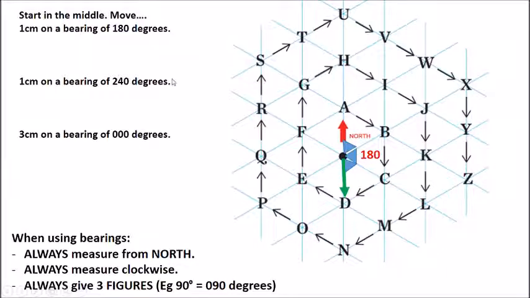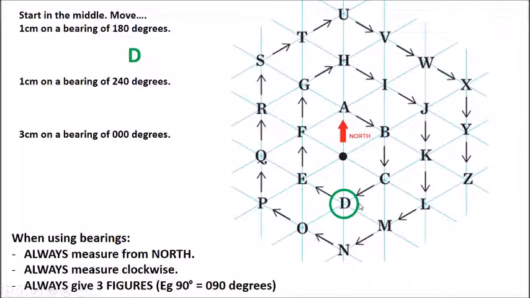And I need to move 1 centimeter along. So 1 centimeter is just one side of these triangles, which puts me on the letter D. I'm going to write that down. So the first letter of my code is D. The next thing we're going to do, now that we are currently on D, we're going to move 1 centimeter on a bearing of 240 degrees.